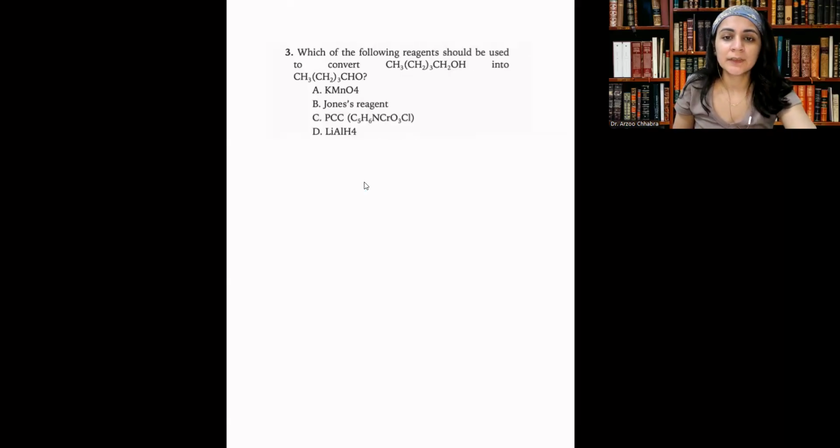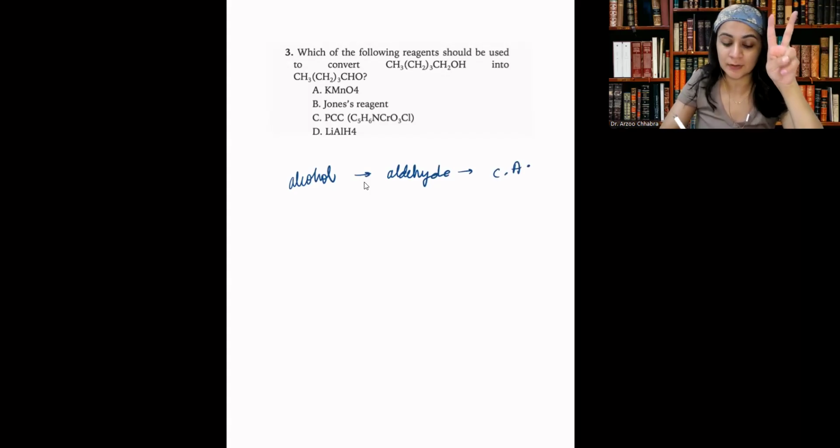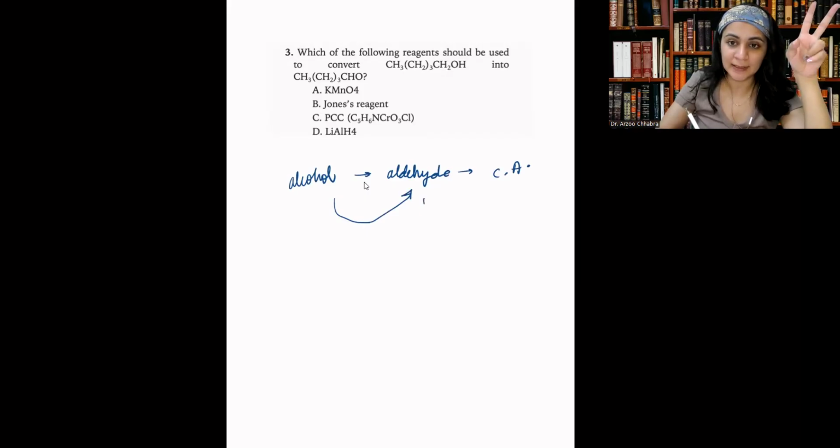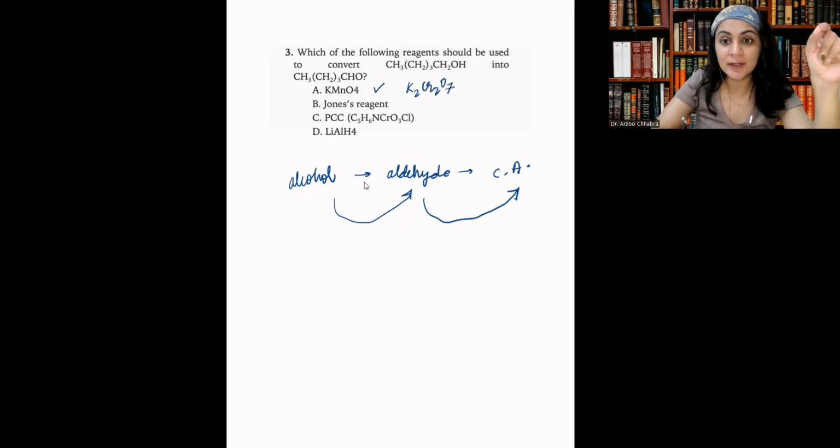All right. Which of the following reagents should be used to convert an alcohol into an aldehyde, right? So we are going from an alcohol to an aldehyde, and we know that that is a one-step oxidation, right? So if you have an alcohol, you can go from an alcohol to an aldehyde, to a carboxylic acid, and carboxylic acid actually is a two-step oxidation, meaning in the first step, alcohol oxidizes to an aldehyde, and then in the second step, aldehyde oxidizes to carboxylic acid. So when we use very, very strong oxidizing reagents like KMnO4, potassium dichromate, K2Cr2O7, those reagents will actually give us two-step oxidation.